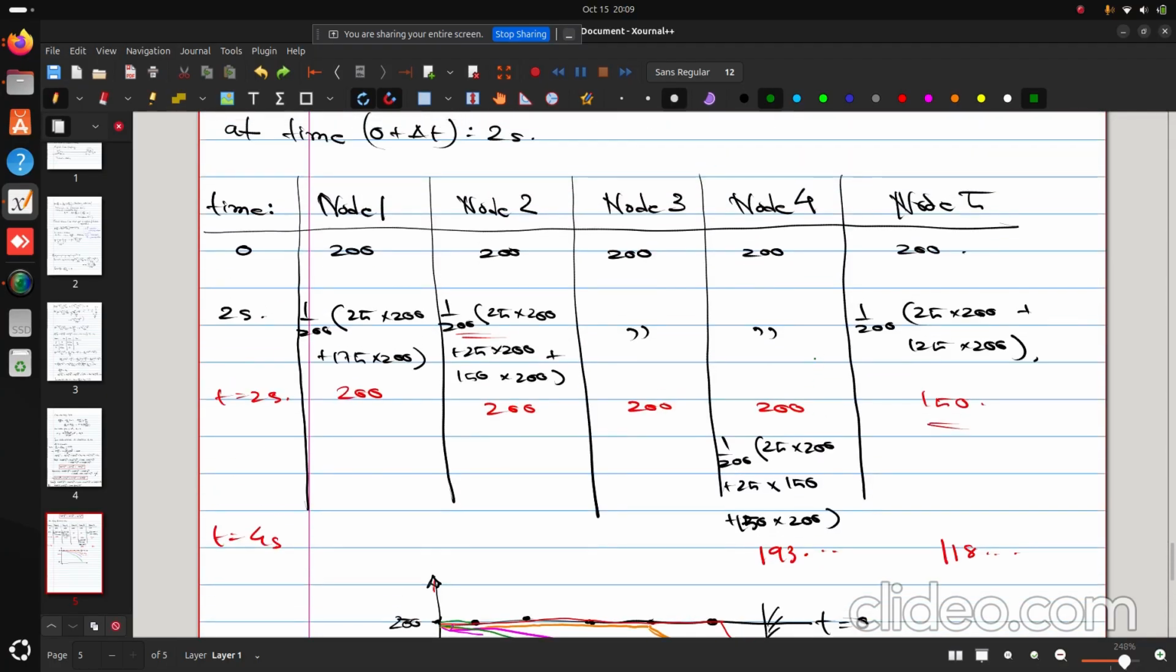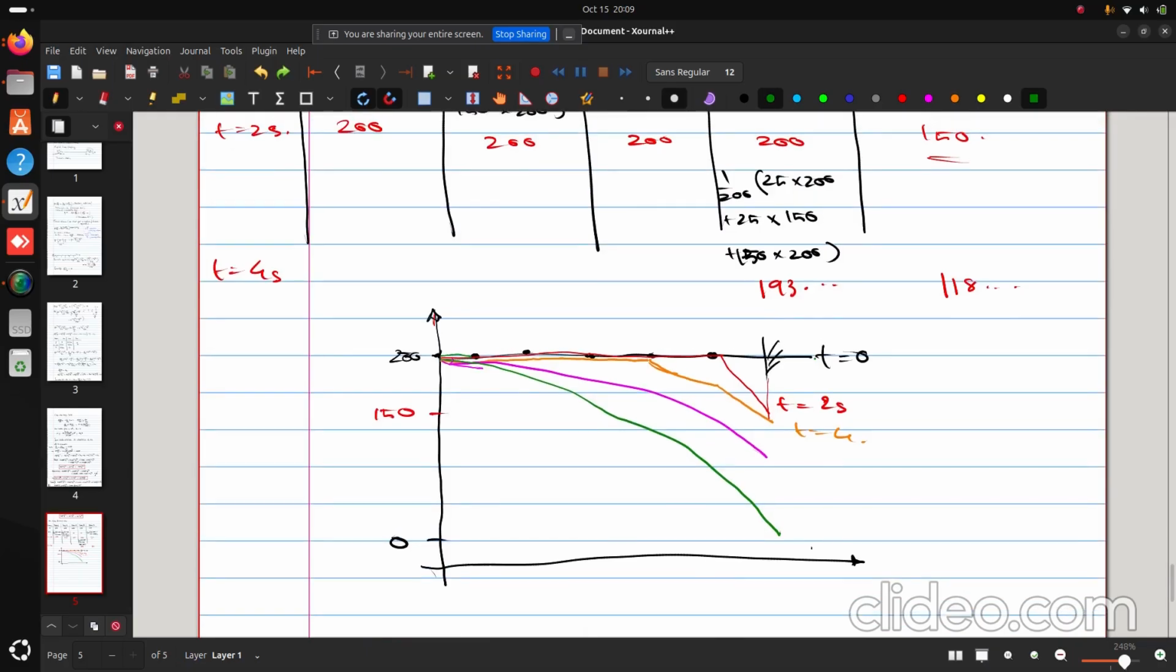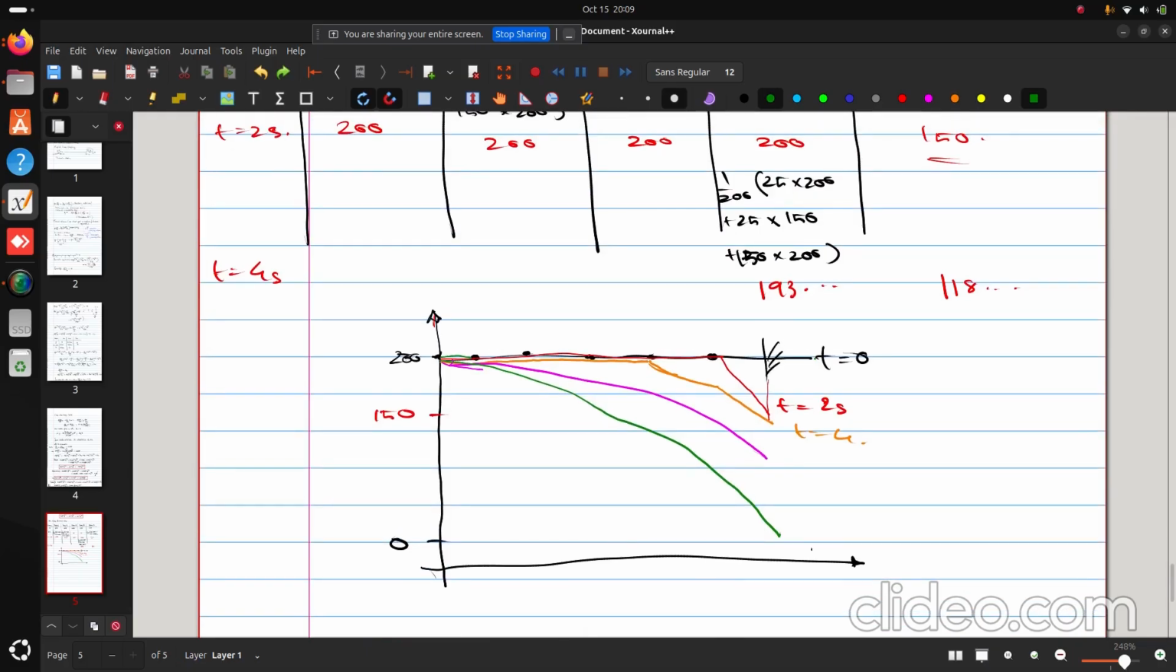So I will encourage you to do the same thing for an explicit method with a higher time step, and then take that time step and use it for an implicit method. You will see that the solutions will nicely converge.